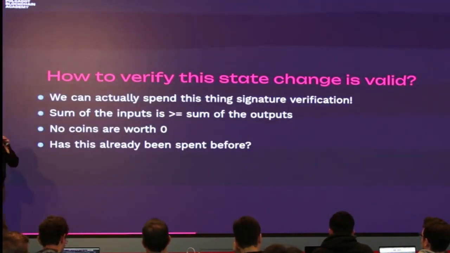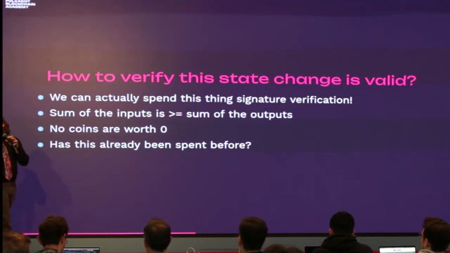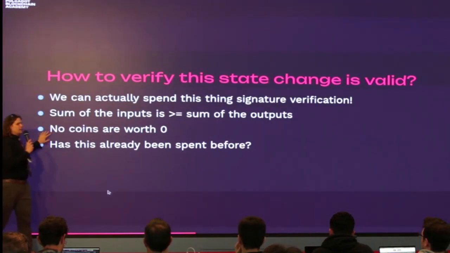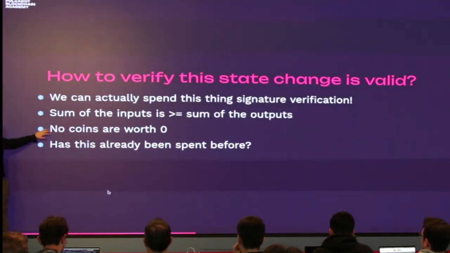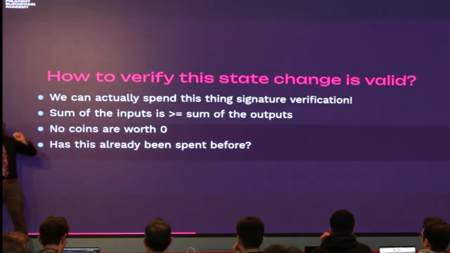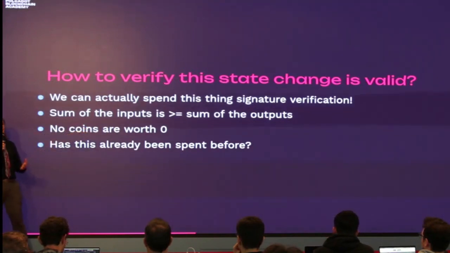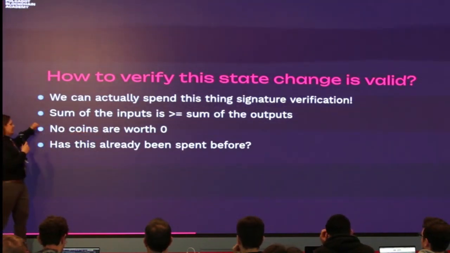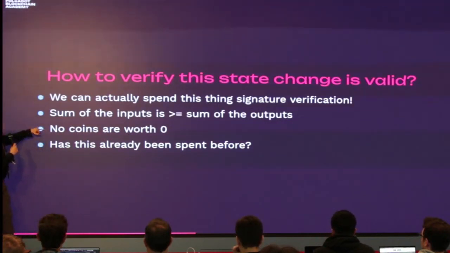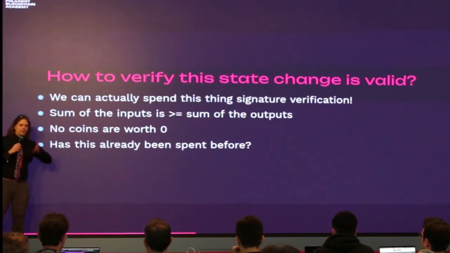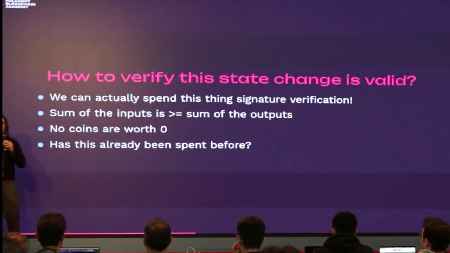A good UTXO cryptocurrency has this rule that no coins can have a zero value, because otherwise I could make a transaction that consumes my 1 Bitcoin and creates 10,000 outputs that are all worth nothing, and that would obviously bloat the state space. Honestly, even this isn't good enough. It should be that no coins are worth less than some threshold, whatever you like, because otherwise your state bloats.